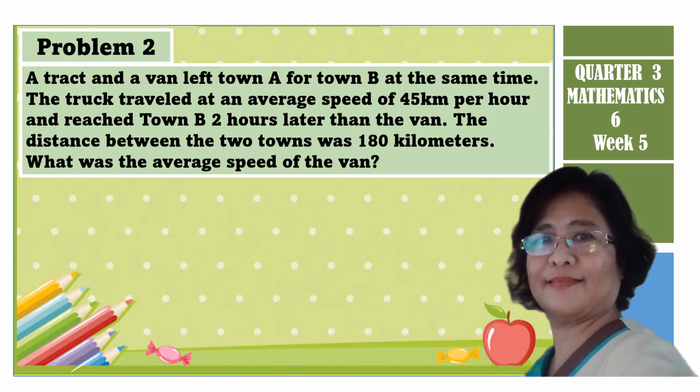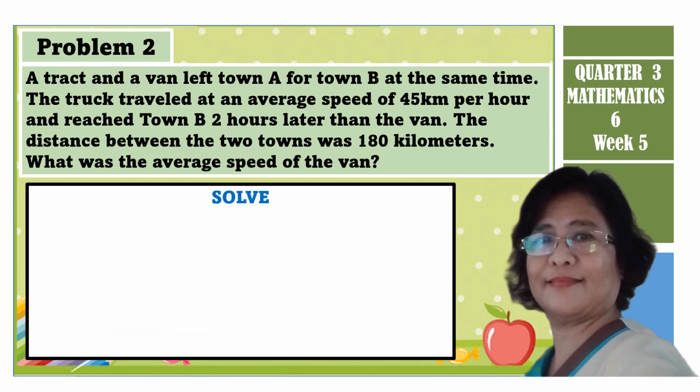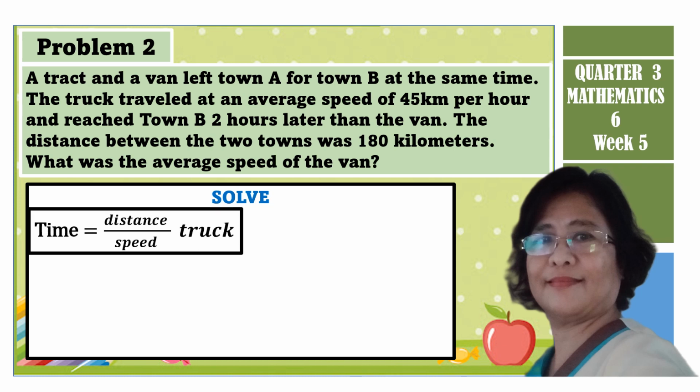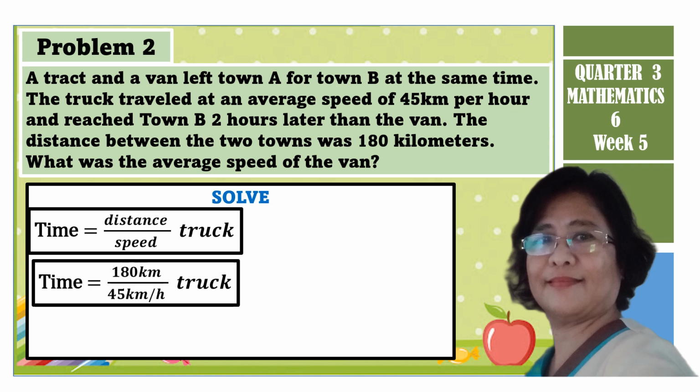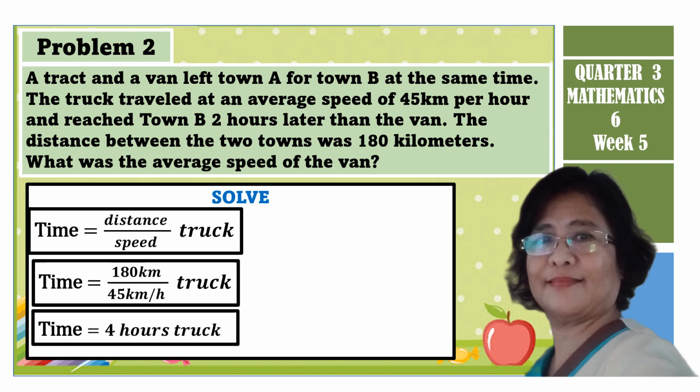Now, let us execute our plan. Let us start finding the time spent by the truck. Use the formula time is equal to distance over the speed. Just substitute the distance from the given problem, which is 180, and the speed, which is 45 kilometers. Then divide. The answer is 4 hours, the time spent by the truck.